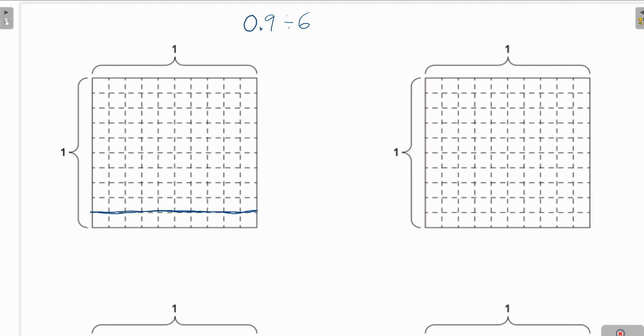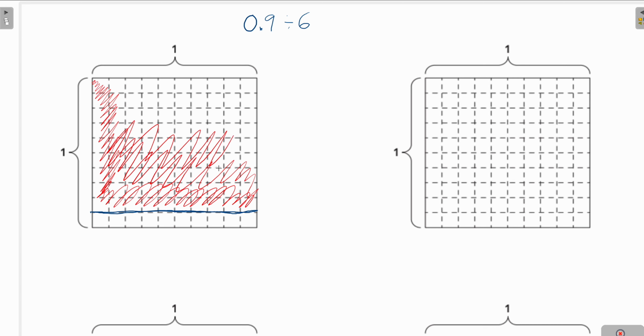All right, so let's shade it in red. I'm shading my 9 tenths red. All right, I think you guys get the point. All right, so here I have my 9 tenths.